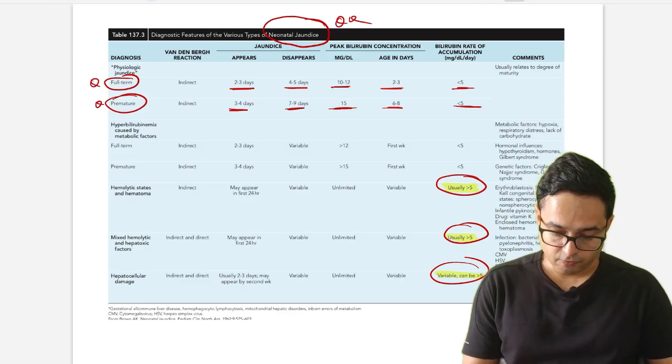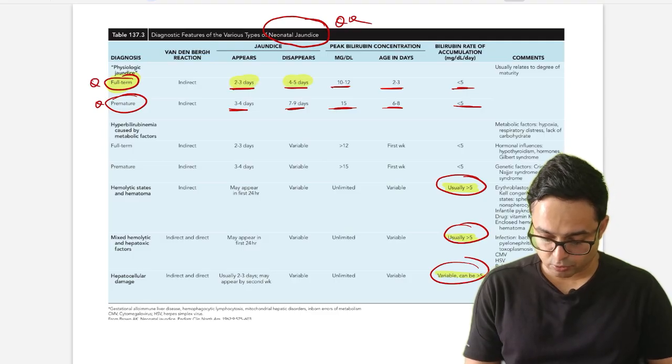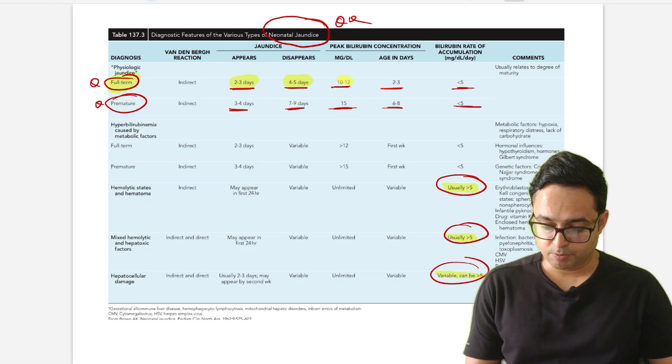They say full term infant: jaundice appears at 2 to 3 days and disappears at 4 to 5 days. Peak bilirubin concentration is 10 to 12 milligram per deciliter, and the peak comes at 2 to 3 days. Bilirubin accumulation in milligram per deciliter per day is less than 5.